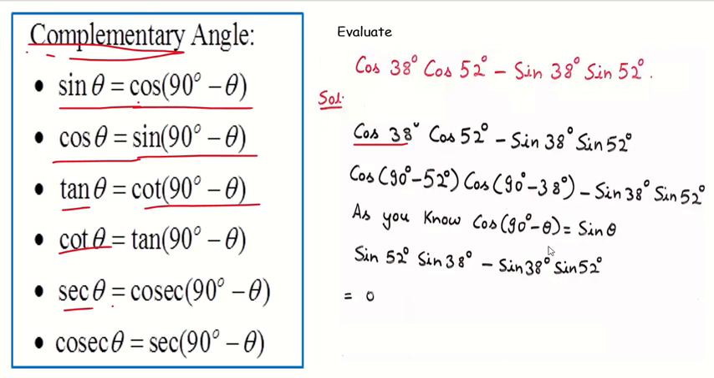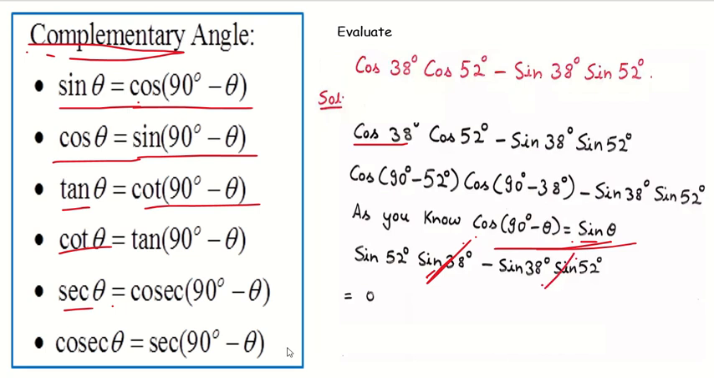What is cos of 90 minus theta? It is sin theta, as we already know. So you will get sin 52 degrees. Then sin 38 degrees sin 52 degrees minus sin 38 degrees sin 52 degrees. Both are the same, so obviously they will cancel, and your answer will be 0. Like this, they can ask in your exam also.